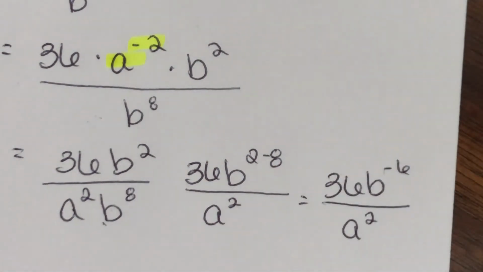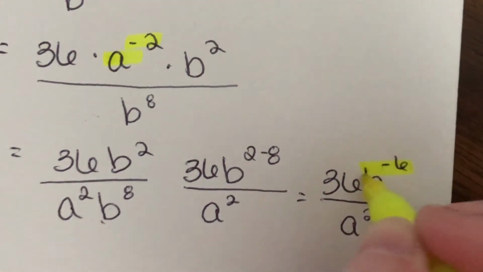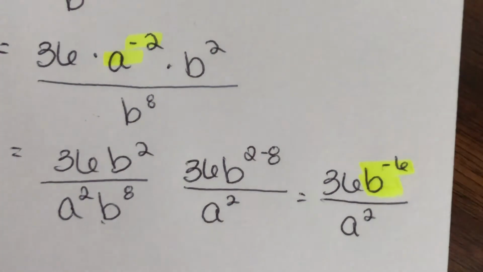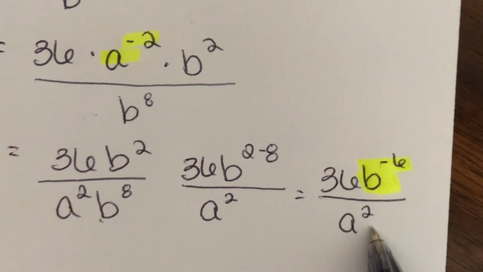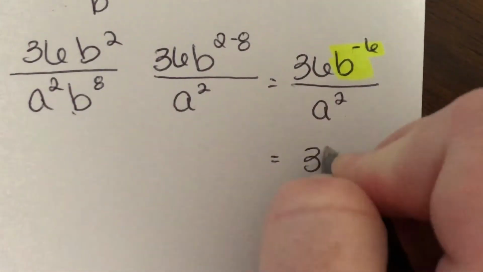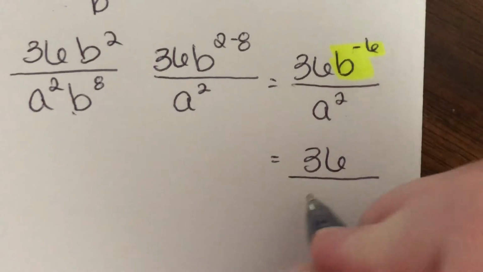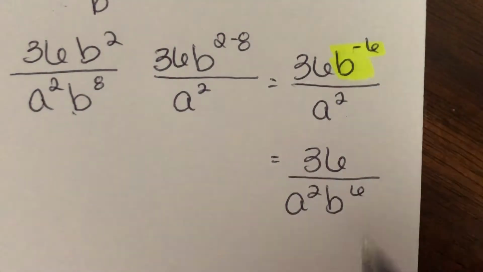And of course, now that I've simplified my b base, now it's in the wrong spot. Now it's got a negative exponent, so I need to move it down here, right? So my final answer is going to be 36 over a squared b to the 6th. Done.